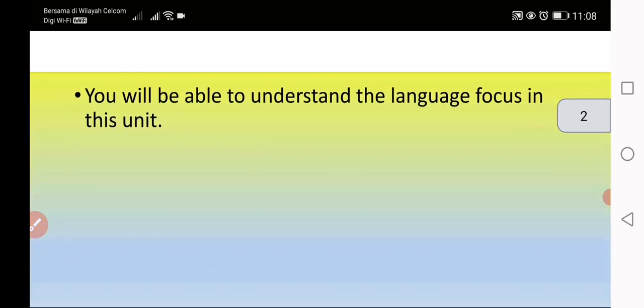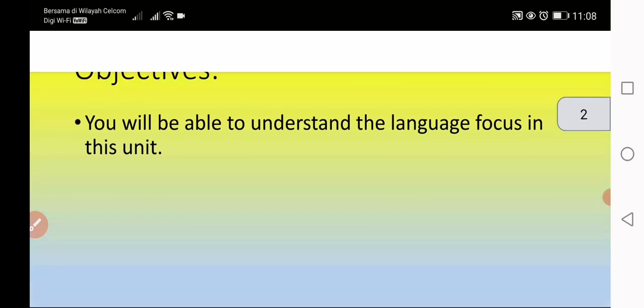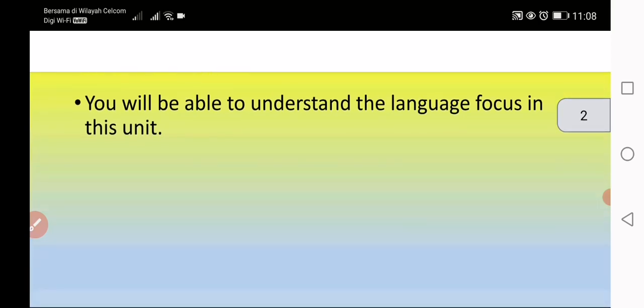So in this unit you will be able to understand the language focus in this unit. Cikgu nak kamu yang penting ialah kamu faham apakah language focus dalam unit ni. Yang penting.